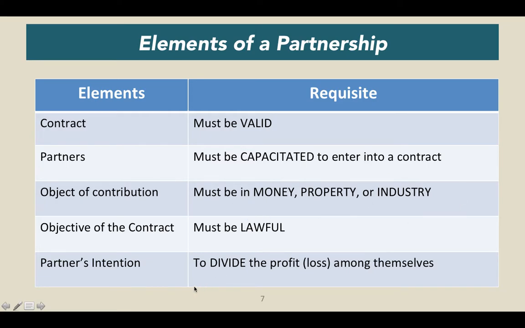Okay? Then the objective of the contract must be lawful. Okay, class, this is very important. It must be lawful. And the partners' intention is that they agree to divide the profit or loss among themselves. So basically, the partnership is organized for profit, and the partners' intention is to divide the profit among themselves. Can there be a partnership without profit? Definitely not, because the intention is that they have to divide the profit among themselves. Okay?